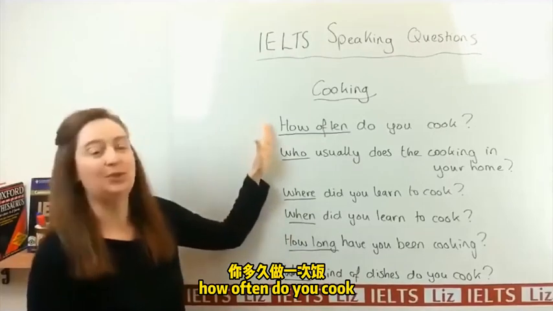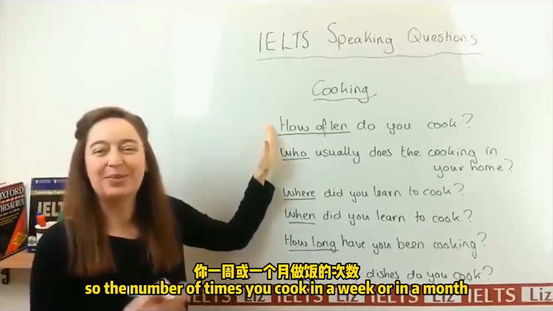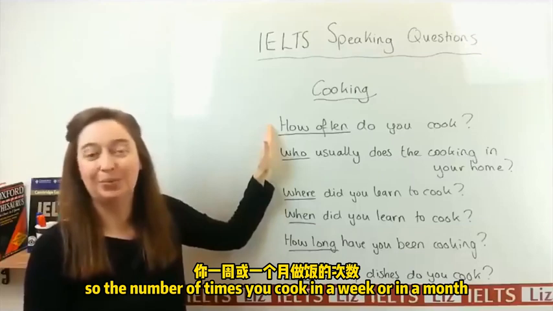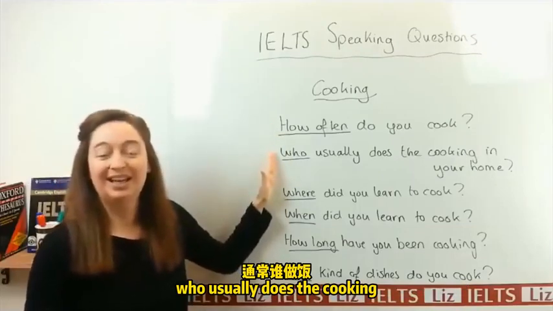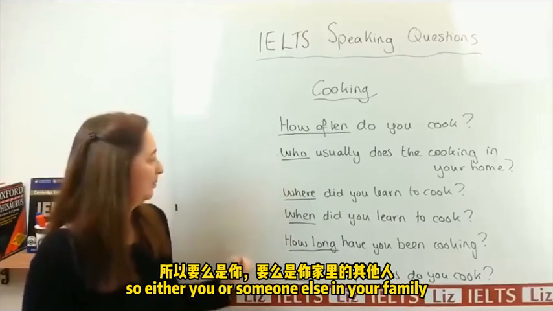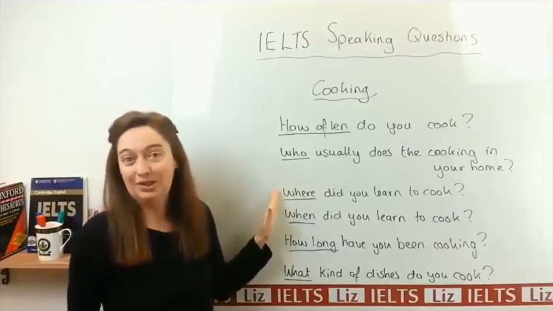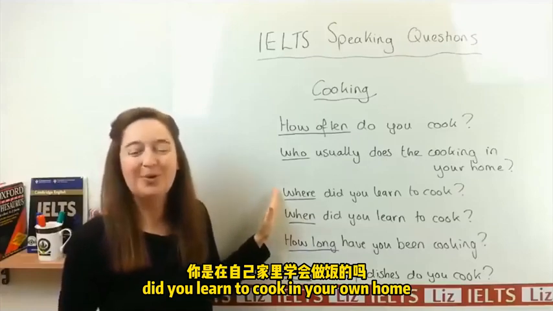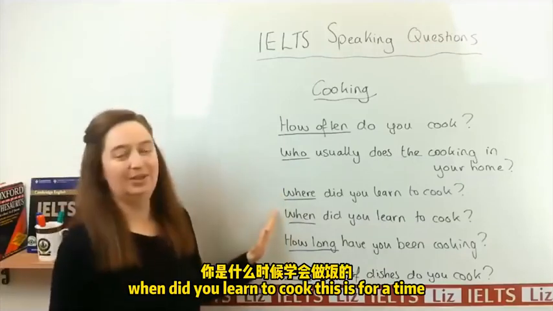So, for example, how often do you cook? This is looking at frequency, so the number of times you cook in a week or in a month. Who usually does the cooking? This is a person, so either you or someone else in your family. Where did you learn to cook? So this is a place. Did you learn to cook in your own home, or was it in a school or on a course?